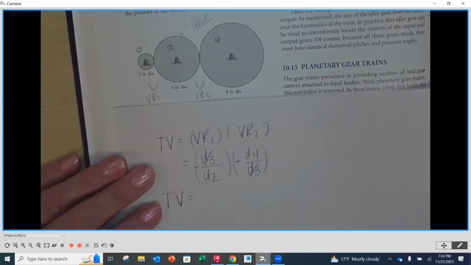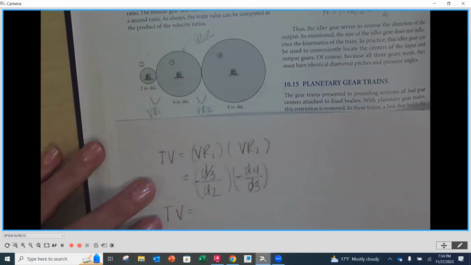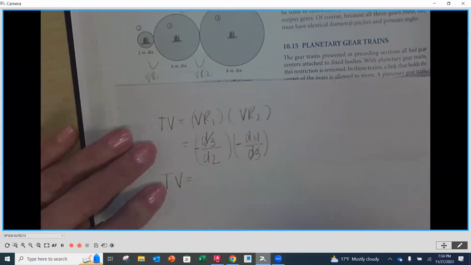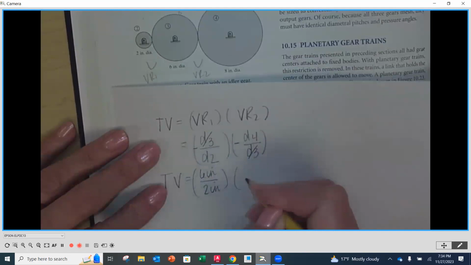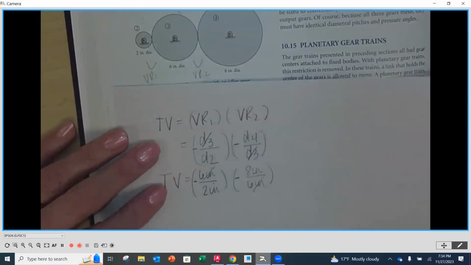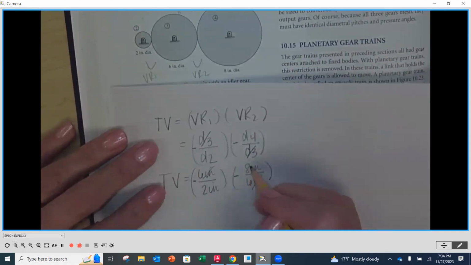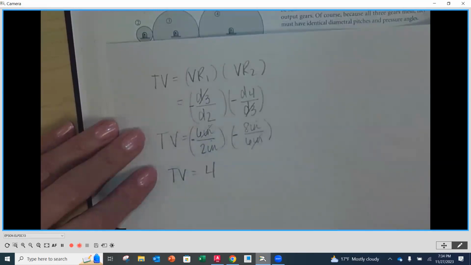All right, and I should say the center distance from 2 to 4, obviously, you have to add that in there. So if we know these numbers here, for instance, we know that D3 is 6 inches. We know that D2 is 2 inches. Put our negative in the front. And then we know that D4 is 8 inches and D3 is 6 inches. These cancel out again. So really we're just going to take 8 divided by 2. Our overall train value is going to be a 4.